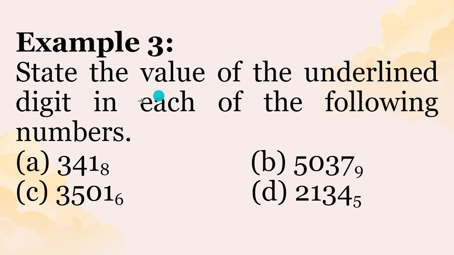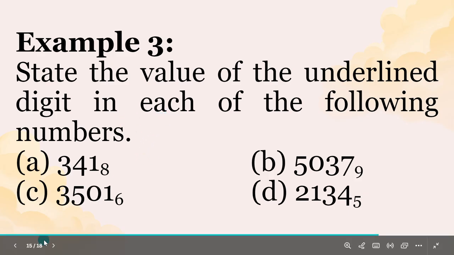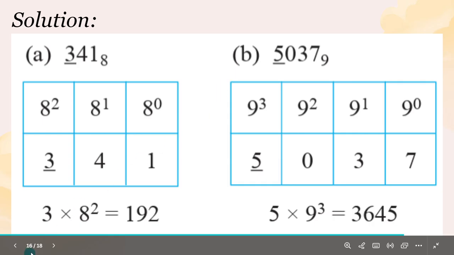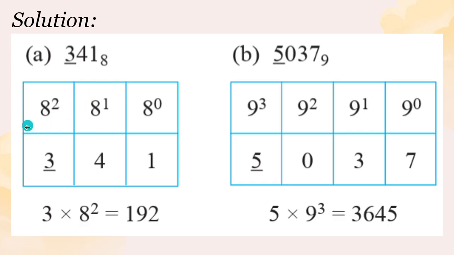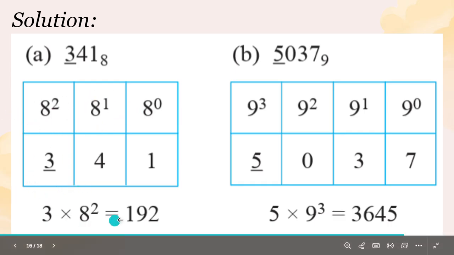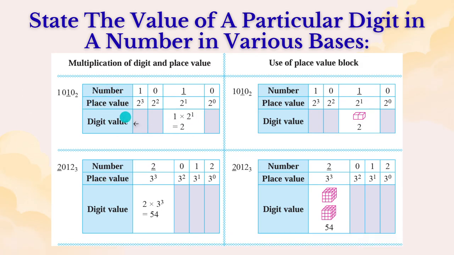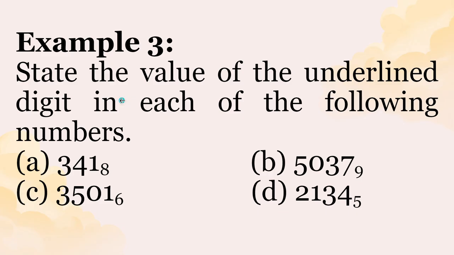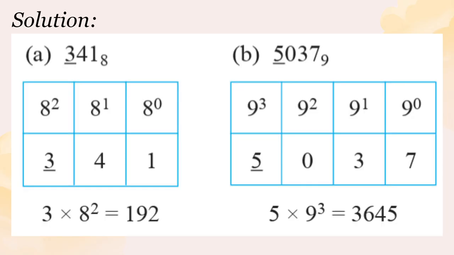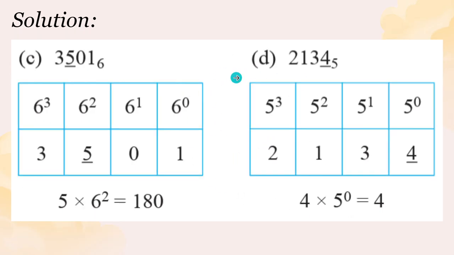So what is the value of this digit? It means that it's 3 times 8 to the power of 2. Okay, we look at the answer. We can just scroll down to the table like this: numbers, place values, and then the digit value. Simple with this concept. You can draw the table like this, it is easier for understanding. So I will not explain B, C, and D because they use the same method.